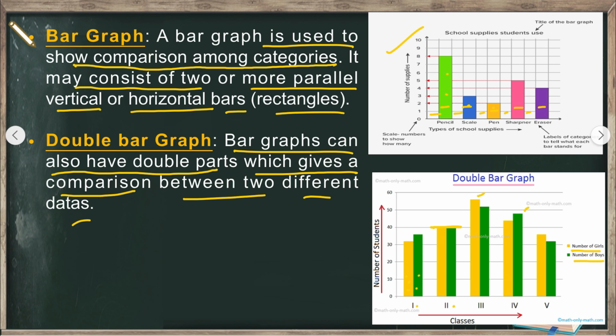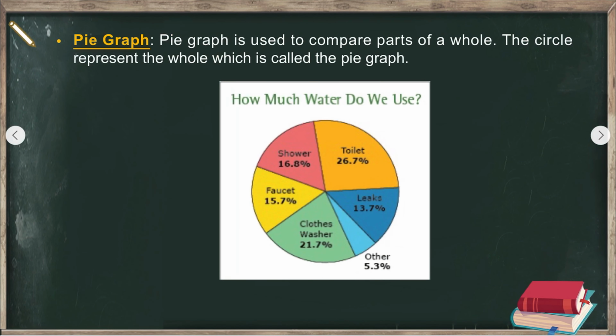After the bar graph and double bar graph, we have the pie graph. You have also studied the pie graph in chapter 4 of class 8, that is, data handling. The pie graph is used to compare parts of a whole. The circle represents the whole, which is called the pie graph. So we draw a circle, as given here for your example.